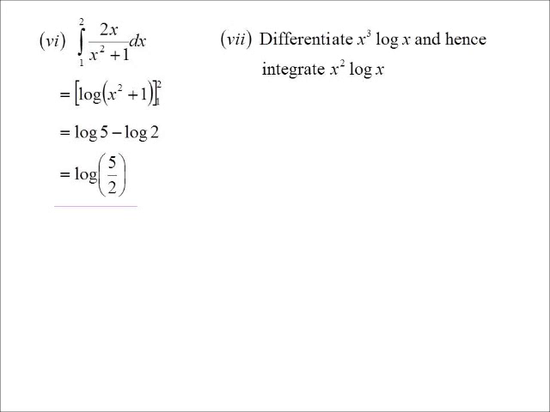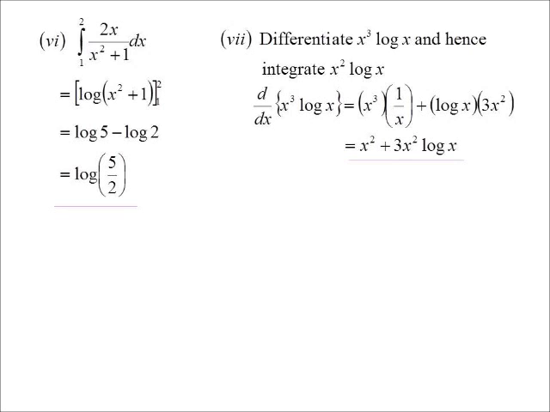So let's differentiate x cubed log x. So write down the first, diff the second. Well, the second's our log function, so that's 1 on x. Write down the second, log x, diff the first. We get 3x squared. So I have x squared plus 3x squared log x.